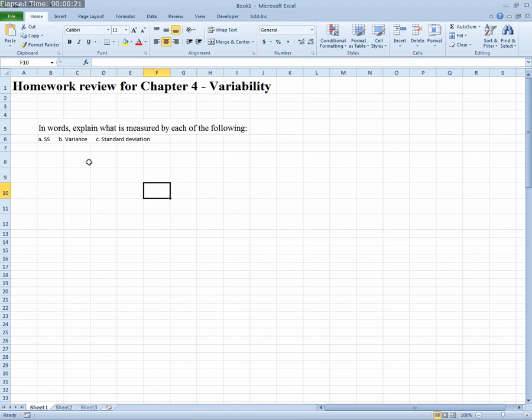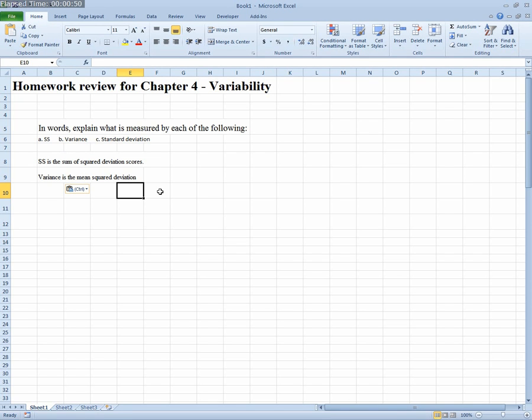Each of the following. What is SS? And if you recall, SS is the sum of the squared deviation scores. And the next is variance. What is variance? Do you recall what variance is? Well, let's take a look. Variance is the mean squared deviation.